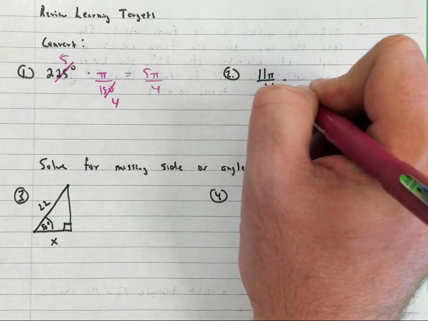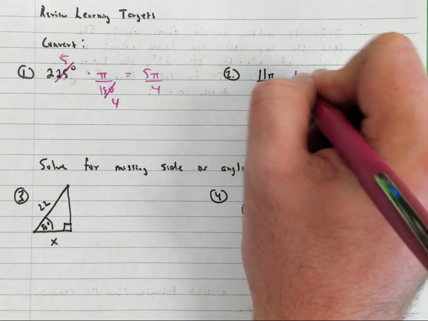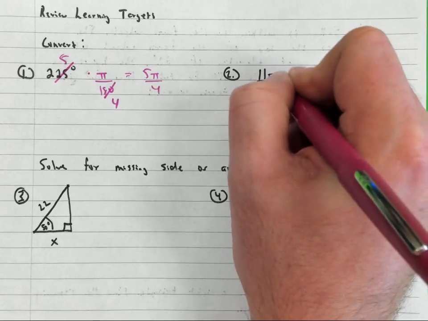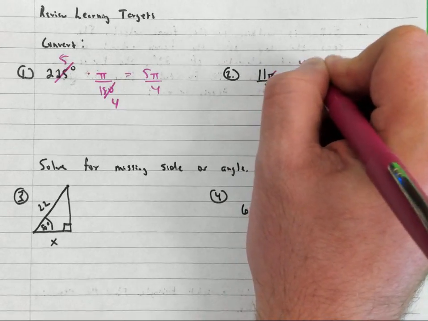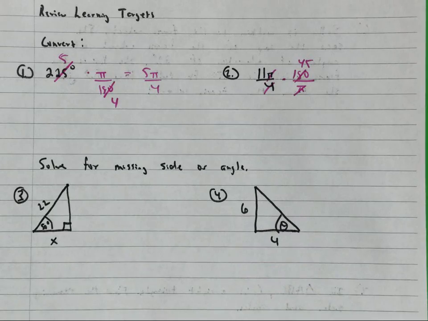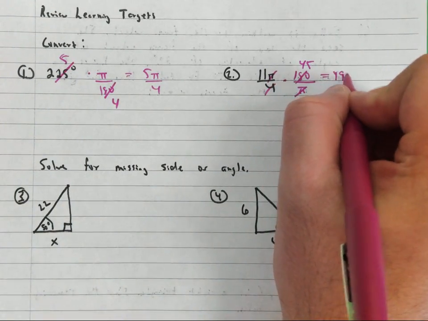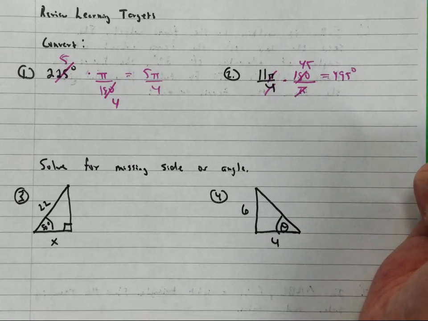how will I convert this? 180 over pi. The pi's cancel out. 4 goes into 180 45 times. 45 times 11 is 495 degrees. Are we good on those two? You got 4 of those on your test.